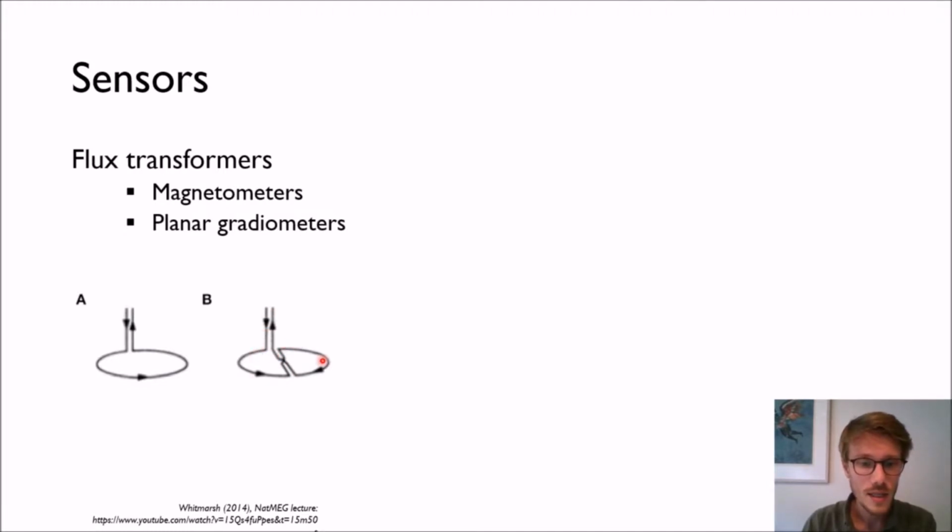Because of this configuration, this figure 8 shape, the signal that is being transmitted to the SQUIDs is actually the difference that these two coils pick up. And the difference between these two coils is large for sources that are close to the center and very small for sources that are further away, because the sources that are further away from the sensor will generate basically the same signal in both coils.